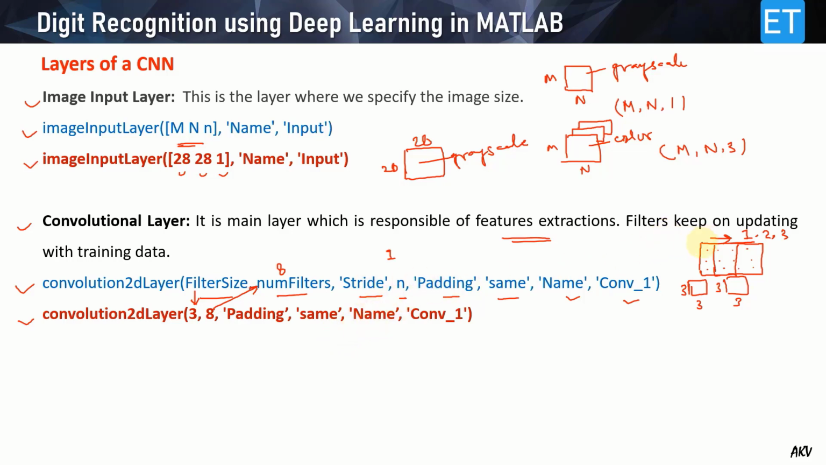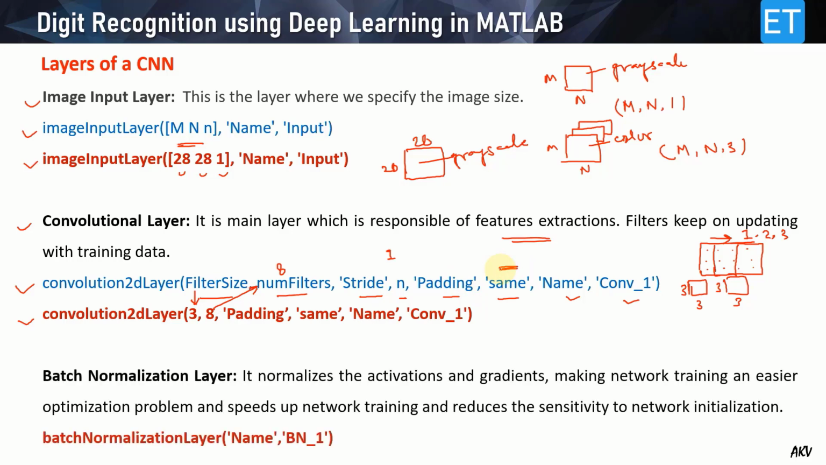And then padding. Padding is also required to cover the first column or the first group of pixels. And padding same means after doing padding and convolution, the output image, whatever we will get, will be of the same size as the input.